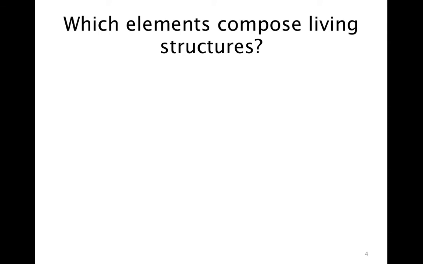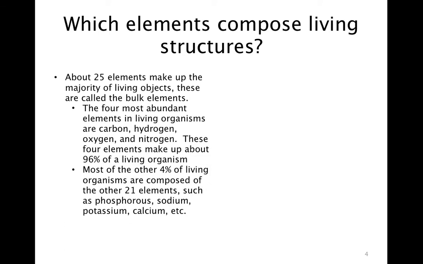So which elements compose living structures? About 25 elements make up the majority of living structures. These are what we call the bulk elements. And the four most abundant of those 25 are carbon, hydrogen, oxygen, and nitrogen. Hydrogen is the most abundant element in terms of its actual number. Oxygen is the element that makes up the most weight.